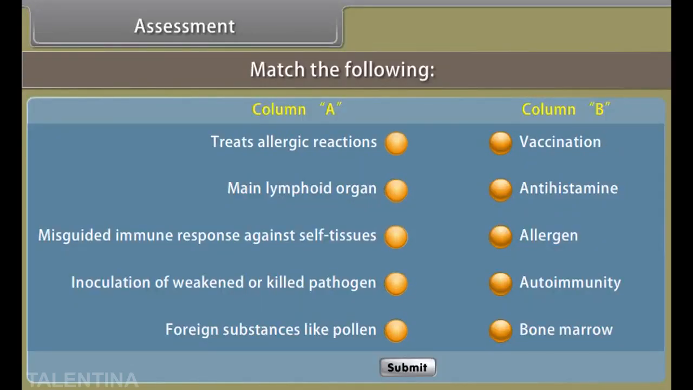Assessment. Before proceeding further, let us know how much have you learned. Match the following.